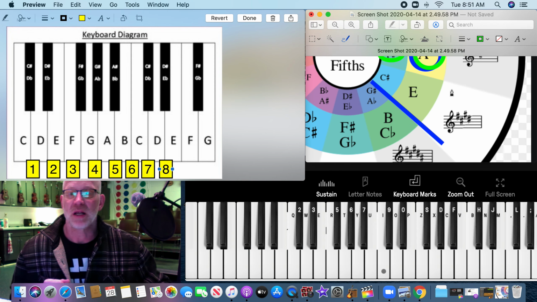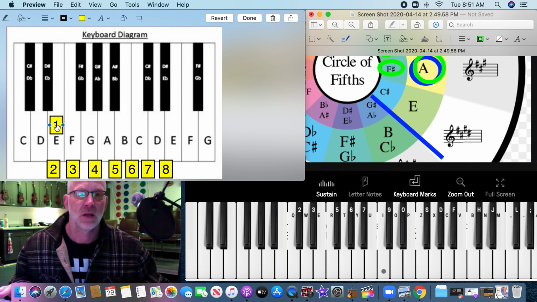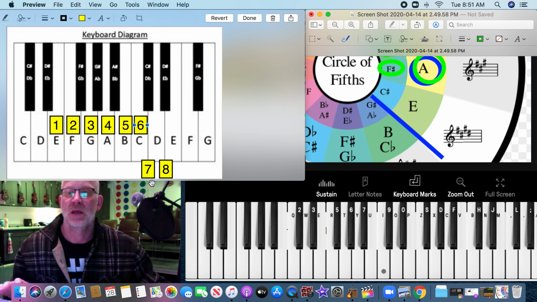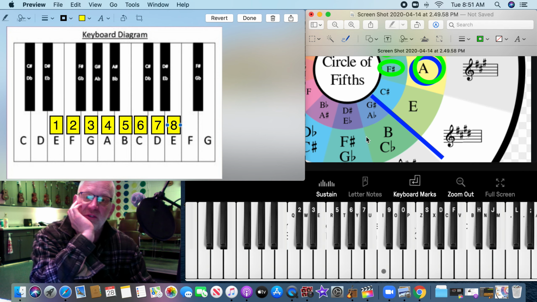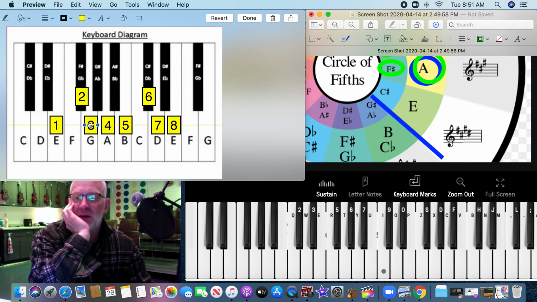Well, we have to start in E, right? So we'll pull this up over here. We are starting with E. Now we need F, G, A, B, C, D, E. Okay? But remember we had an F sharp. Then the next one was C sharp. And then G sharp. And then D sharp.